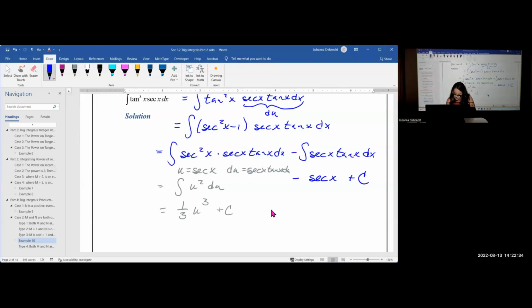And then I still have this minus secant of x over here with its constant. I can combine the constants together. And I finally end up with 1/3 secant to the third of x minus secant of x plus a constant.